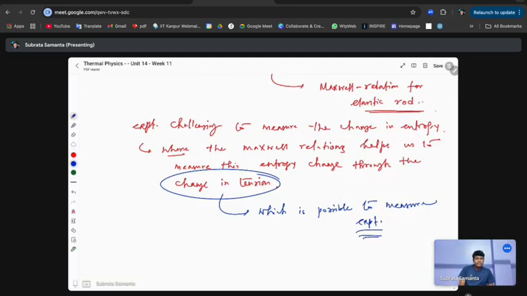Right, so it's clear why the Maxwell equations are important. Some quantities you cannot measure directly, or they are very difficult to measure, but the Maxwell relations help you see how they are related to other variables, and those variables are quite easy to measure experimentally. That is one of the most important things about the Maxwell relations. So that is why the Maxwell relations are important.